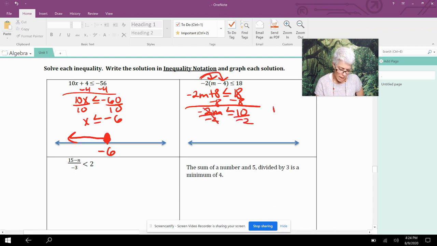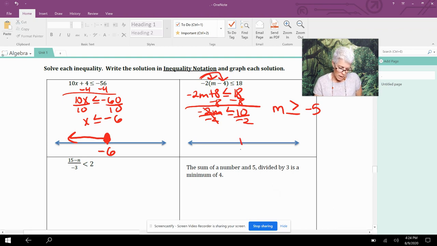So I end up with an m, and I end up with a -5. But the original symbol is less than or equal to. I'm going to flip it, and now it's going to say greater than or equal to. That is a super important step. Make sure you pay attention when you have to do that.